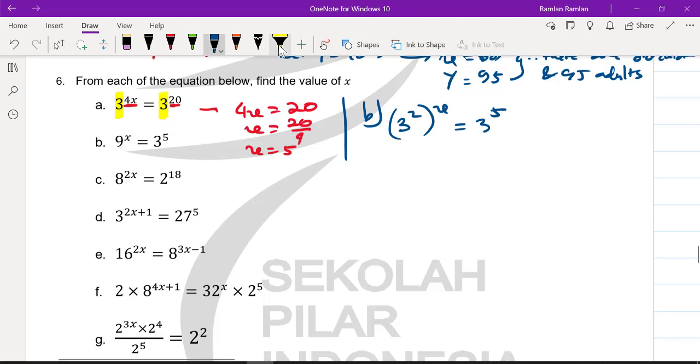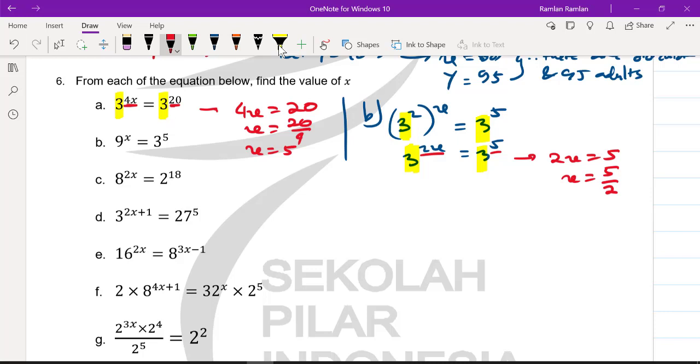Now we have the same base, but we still have the parentheses, or the brackets. Now open the bracket. Remember that you only need to multiply this here. So there'll be 3 to the power of 2x equals 3 to the power of 5. Now we have the same exact base without any brackets. Let's just take this and this. So there'll be 2x equals 5, and x equals 5 over 2. That's it.